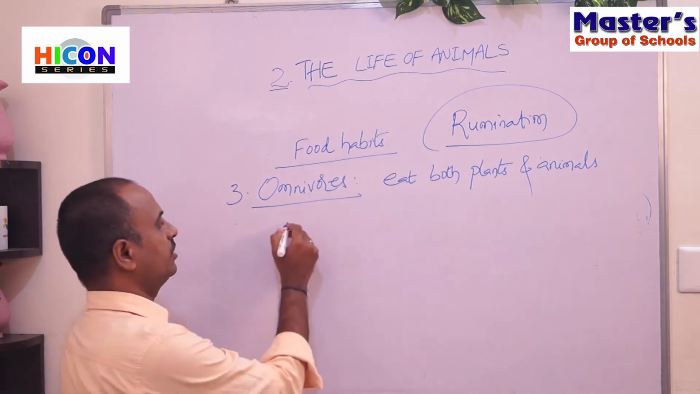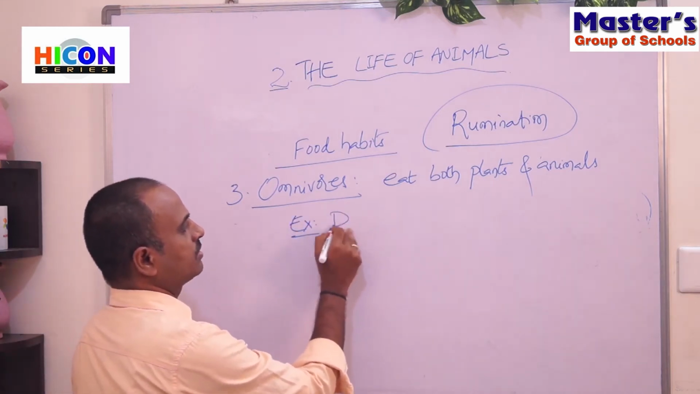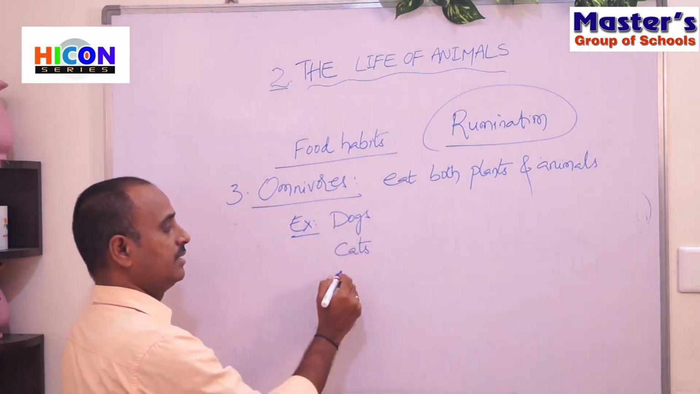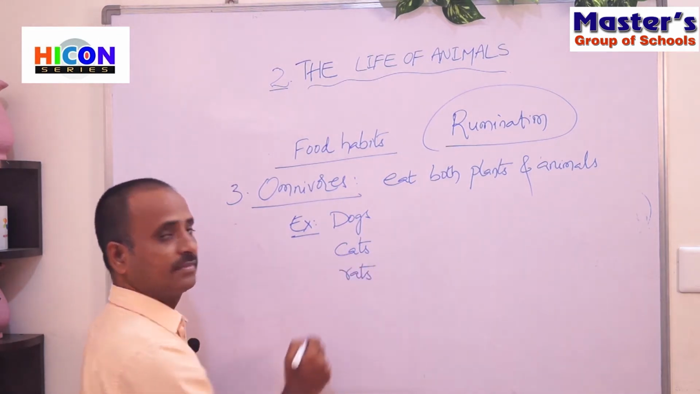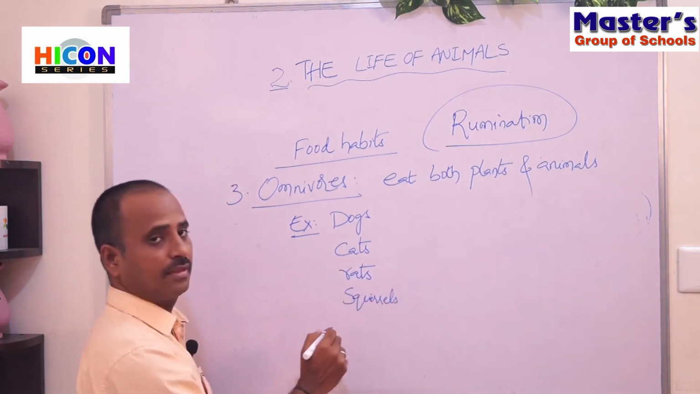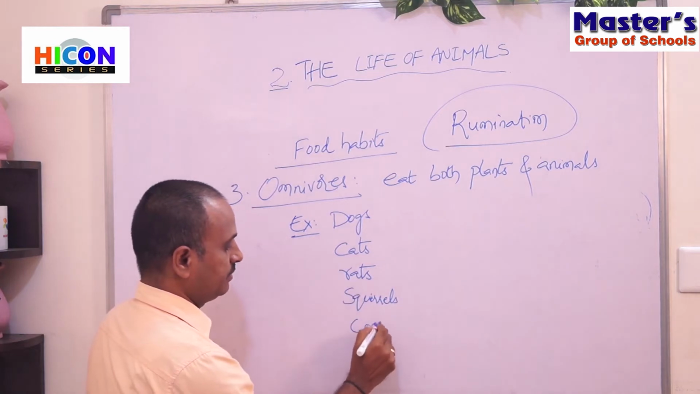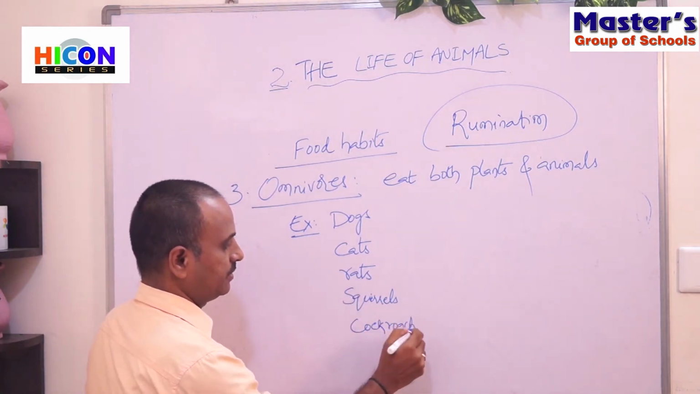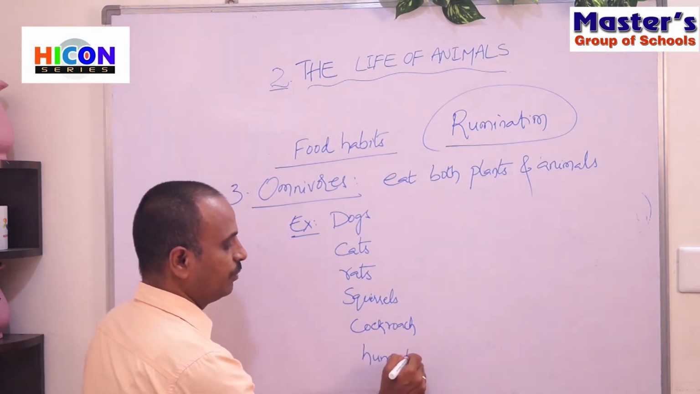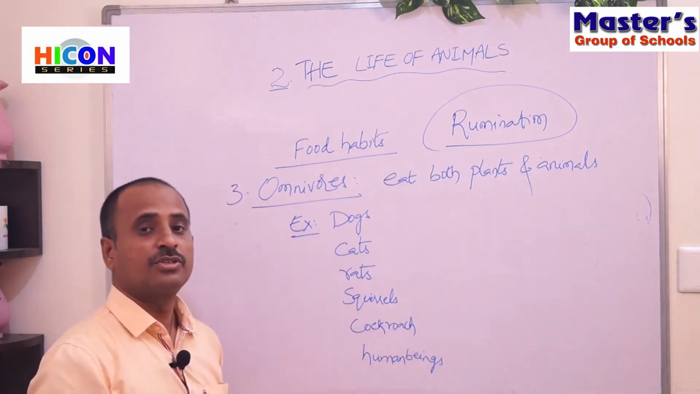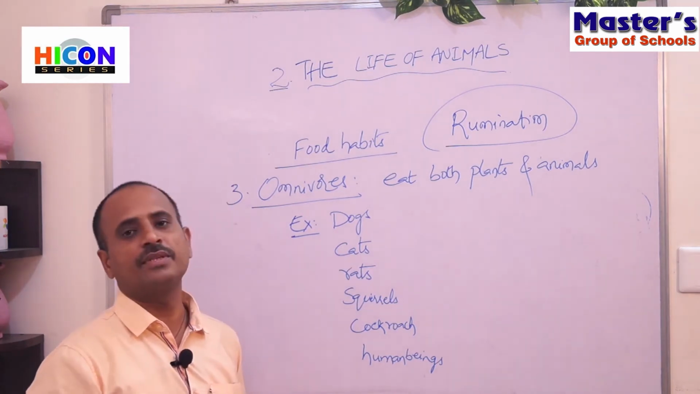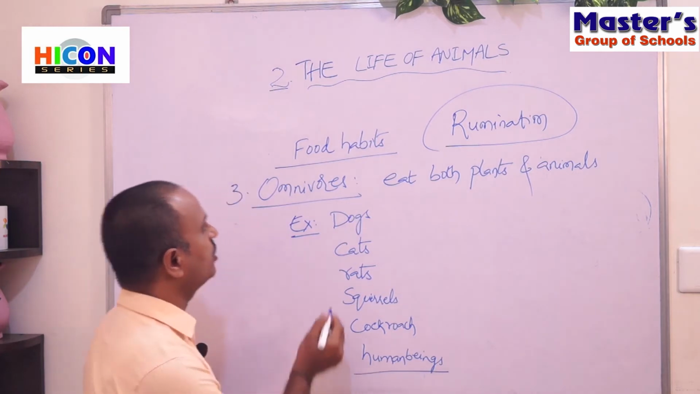The examples for the omnivores are dogs, cats, rats, squirrels, and cockroach, and human beings. Human beings are also an example for omnivores, because humans can eat both plants and also the flesh of other animals. So that's why human beings are also an example for omnivores.